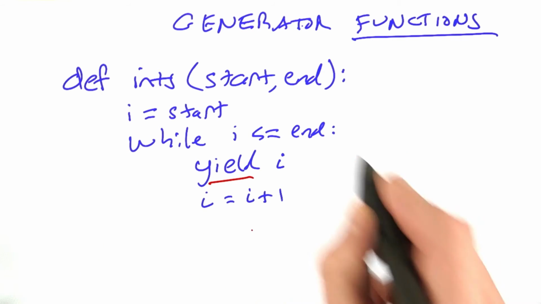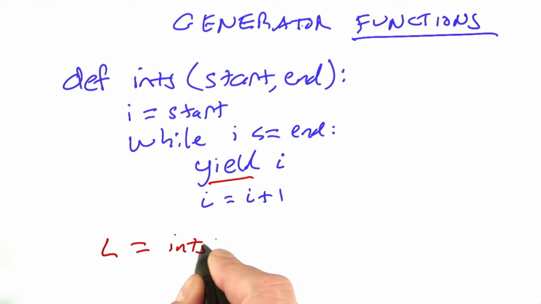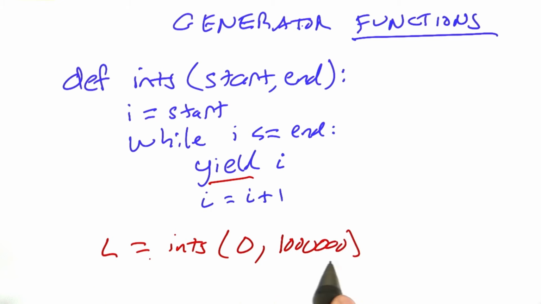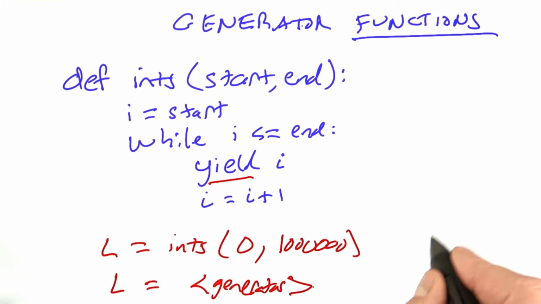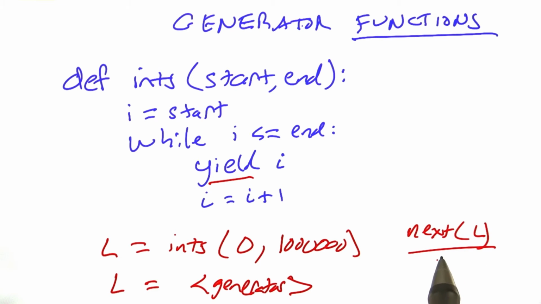And so when we call this function, if we say L equals the integers from 0 to 1,000,000, now L won't be a list right away, it'll be a generator. So now L is equal to this generator, some funny object, and then you call next of L to get the next object, and you keep on going through.